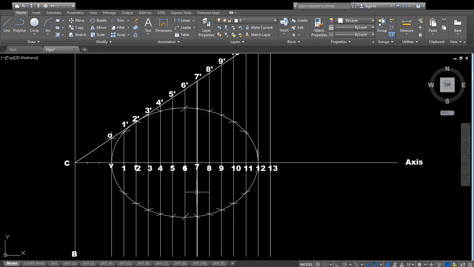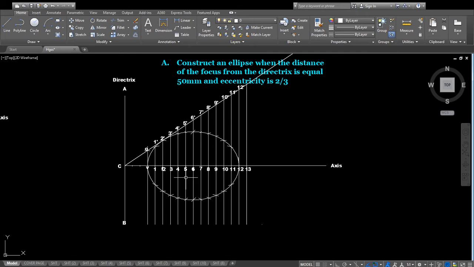Make sure when you pick your 1 1 prime, come to F and strike an arc on line 1 1 prime. You pick 2 2 prime, come to F, strike an arc on line 2 2 prime above and below. Do the same thing for 3 3 prime, 4 4 prime, 5 5 prime, 6 6 prime, 7 7 prime, 8 8 prime. For every measurement you pick, come to F as your center. By the time you finish doing all of that, you arrive at this elliptical shape.